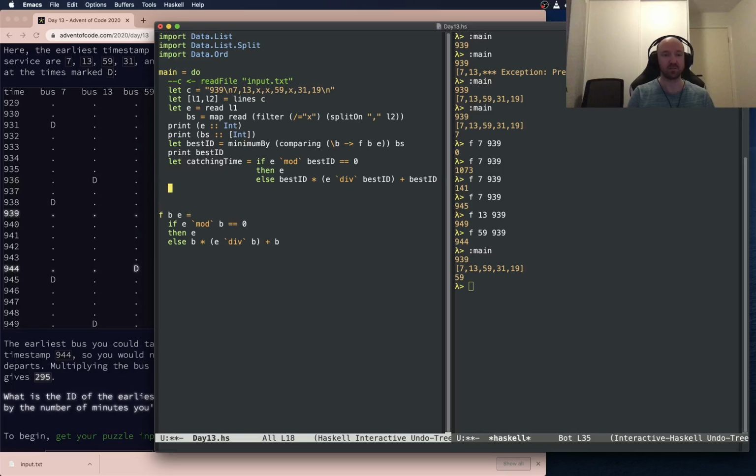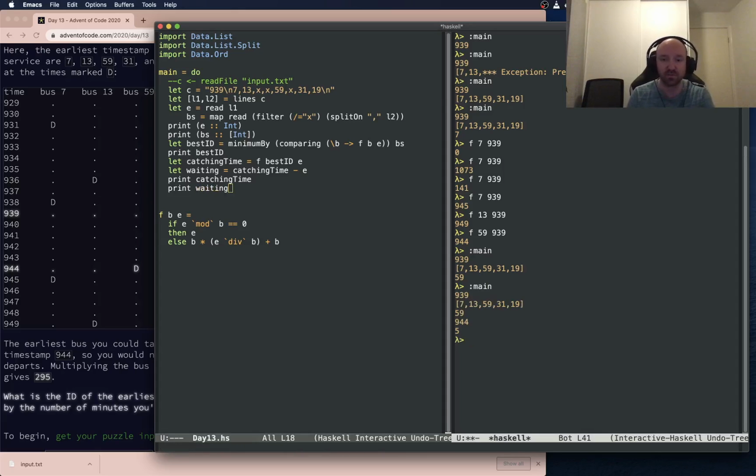That's the catching time, and then our waiting time is the catching time minus... Oh, I've lost the plot. The catching time is, of course, S, best ID E. And our waiting time is our catching time minus E. We can print catching time, waiting, make sure that looks sensible. So I catch bus 59 at time 9:44, which means I waited for 5 minutes.